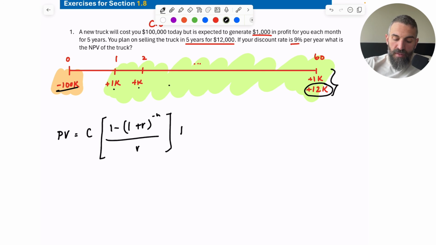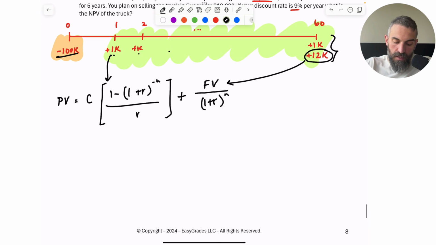So on top of that, I'm going to have a future value that I'm going to discount back to the present day. So you see, this portion is for the $1,000 repeating, and then this part at the end is for the lump sum. So we can punch it all in together. 1,000, 1 minus, 1 plus the rate. They said the rate was 9%.